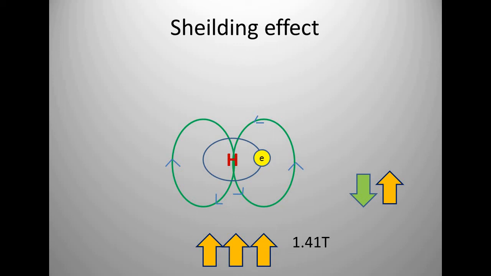So what is a sigma electron? If a carbon and hydrogen bond is there, which is a single sigma bond, the electron which is shared in the formation of the bond is your sigma electron.